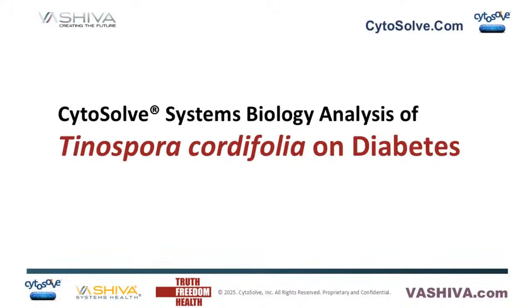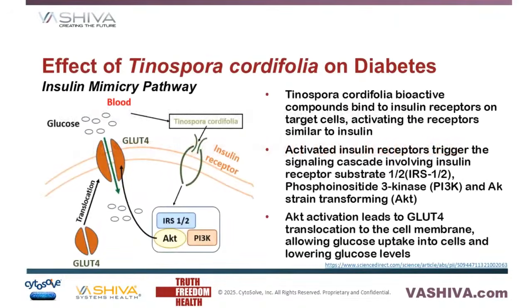And again, we're sharing with you original research, the insulin-mimicking effect of Tinospora cordifolia in regulating blood glucose levels. Bioactive compounds from Tinospora can bind directly to insulin receptors on target cells, mimicking the action of insulin and activating these receptors. Once activated, the receptors initiate a signaling cascade involving insulin receptor substrates, PI3K, and AKT. The activation of AKT plays a key role in moving GLUT4 transporters to the cell membrane, a process called translocation.